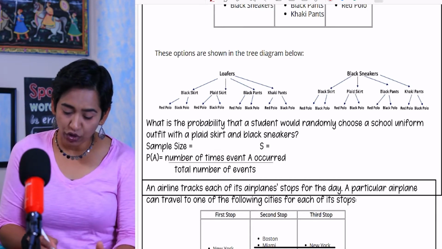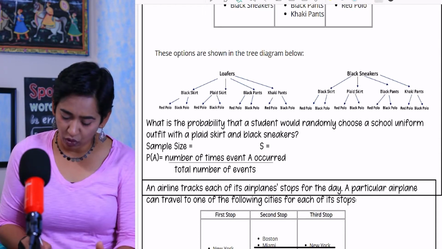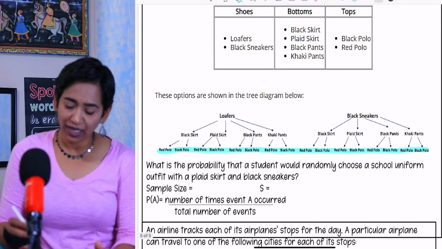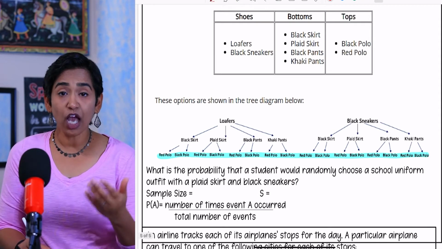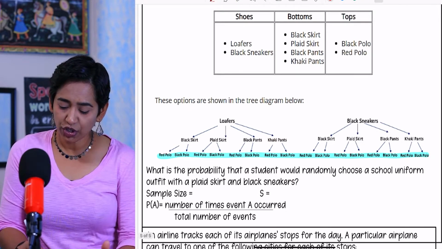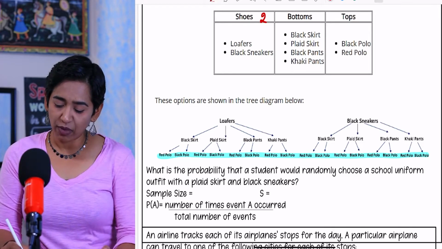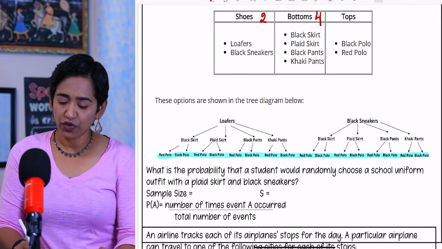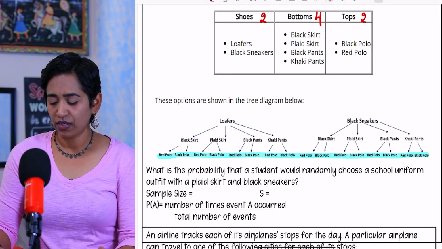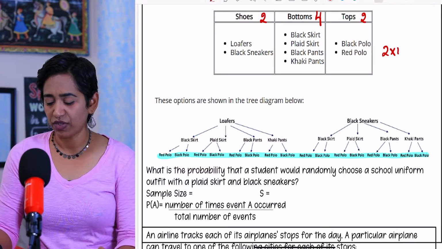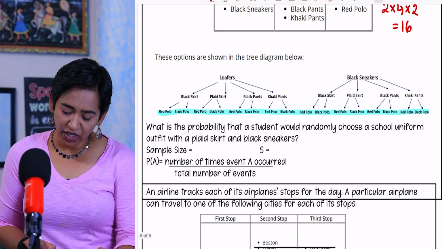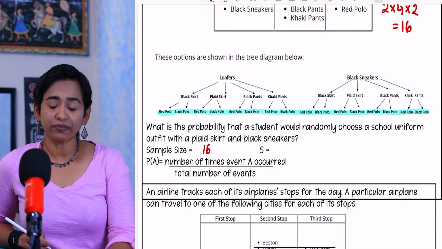You can either count all of these, or what I would like to do is simply multiply. How many options do I have in shoes? 2. How many options do I have in bottoms? 1, 2, 3, 4. Tops, I have 2. So 4 times 2 times 2. That gives me 16. So my sample size here is 16.